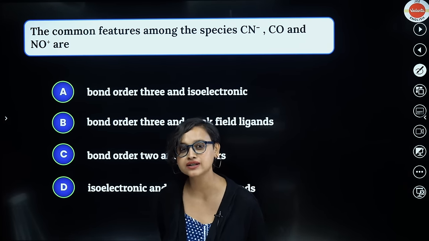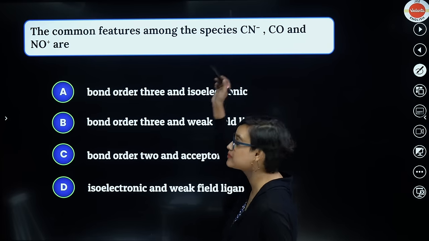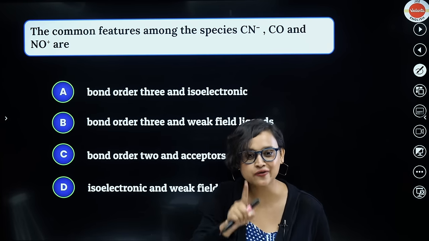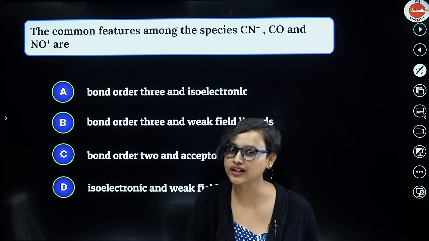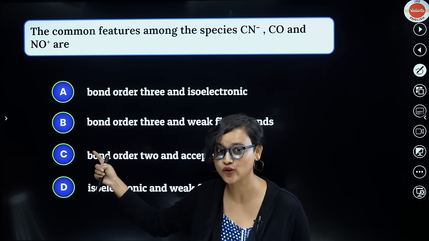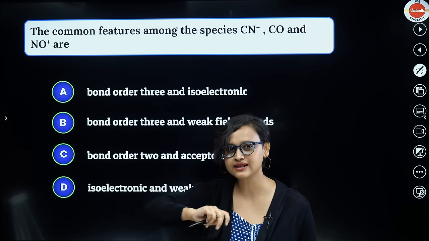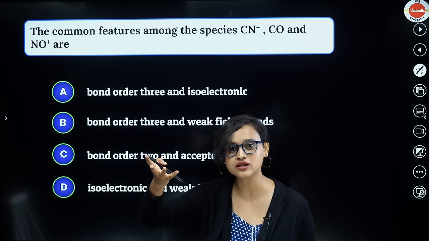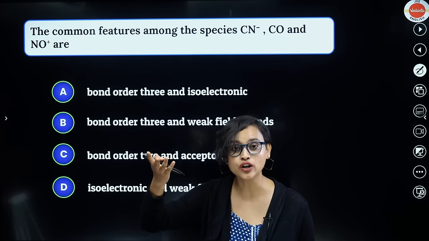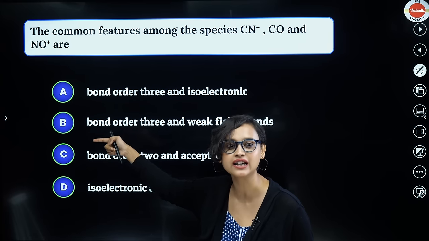6 plus 6 is 12, this is 13. But it says that it is minus. That means there are 14. So, bond order is going to be 3. We just calculated for 14 electrons, it is 3, right? Now, C and O, carbon is 6, oxygen is 8. 6 plus 8, how much? 14, that means bond order is 3 again.